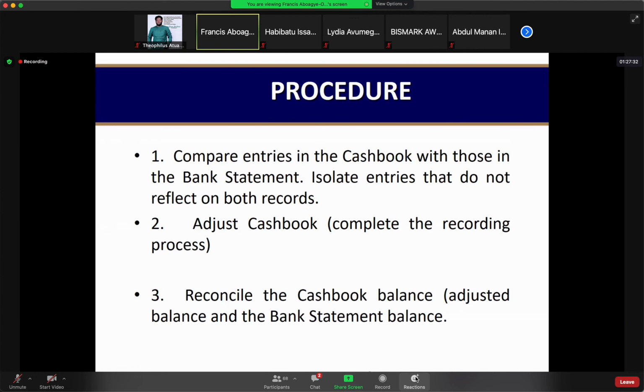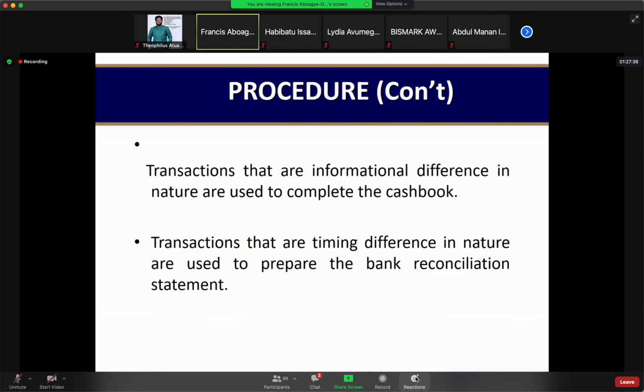Any question? So transactions that are informational difference in nature are used to complete the cash book. Then transactions that are timing difference in nature are used for bank reconciliation. That's it.